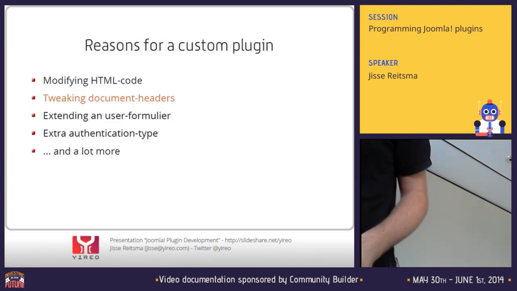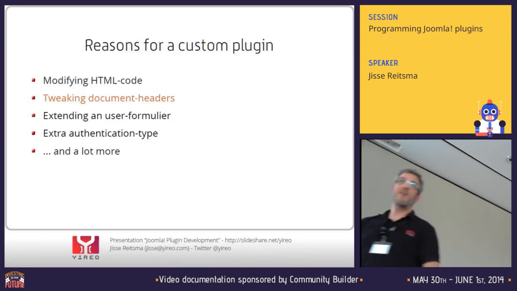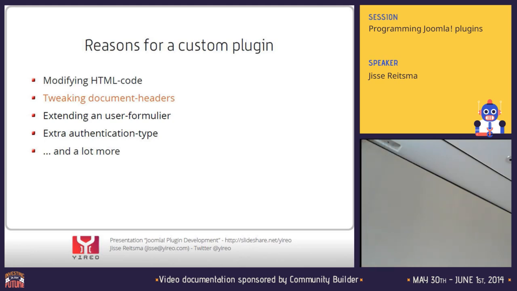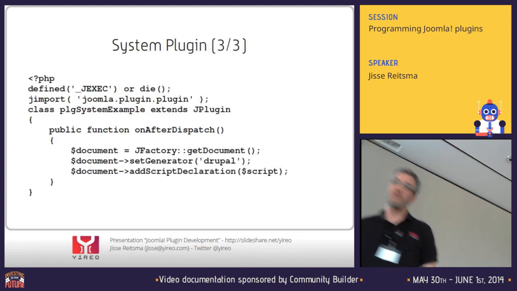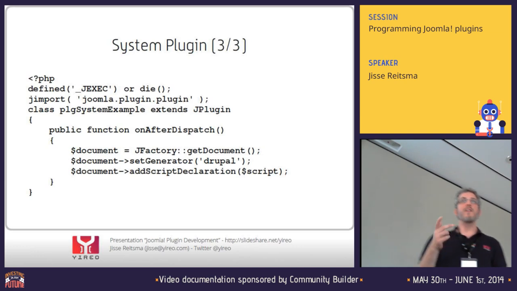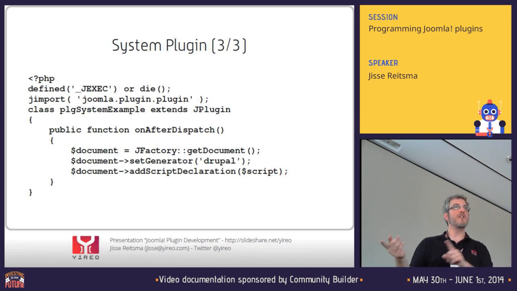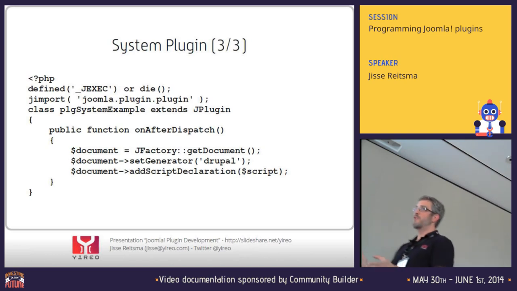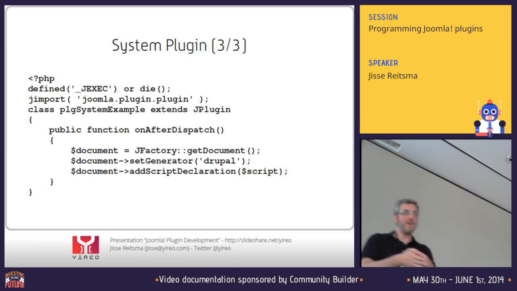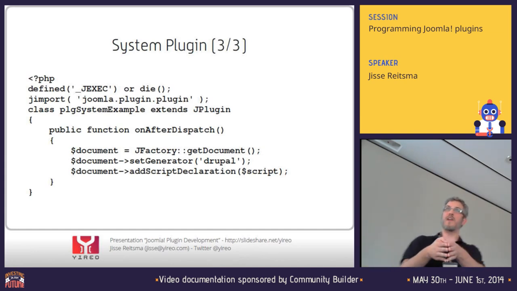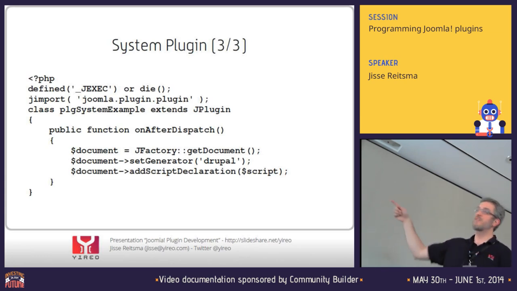Well, another example is the tweaking of document headers. So let's say there are multiple versions of jQuery, then writing a system plugin allows you to remove the multiple versions of jQuery and make sure that there's only one jQuery version. Or, again, to hook into the presentation of Phil previously, if you want to make sure that the jQuery version that is being loaded is always a jQuery version from the CDN, you can just hack your stuff in there and make sure that's happening.